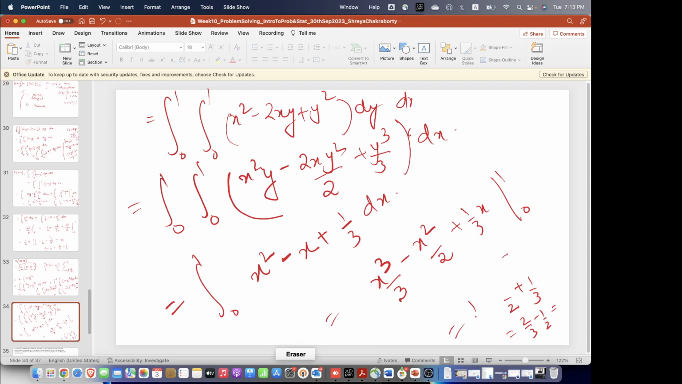So I'll write it here afresh. This is equal to 1/3 minus half plus 1/3. This is 2 by 3 minus half. So this would be 6, 4 minus 3, 1 by 6. Alright. So here we have the expectation of x minus y whole square equal to 1 by 6.